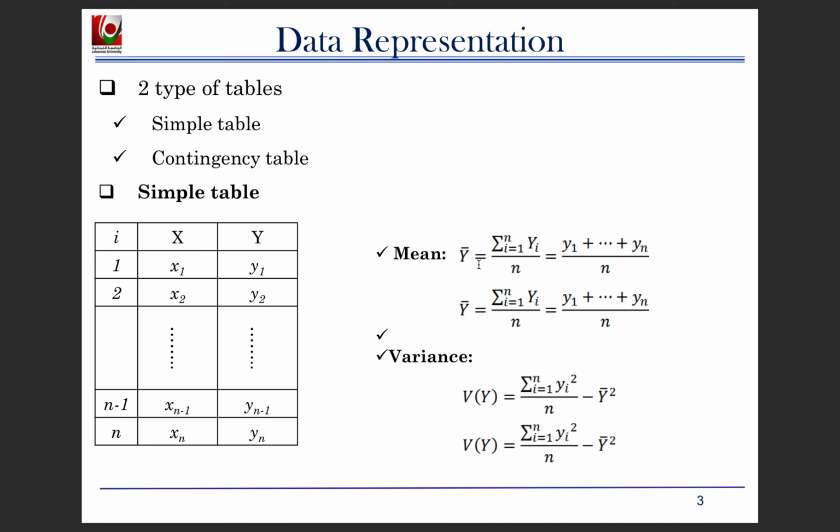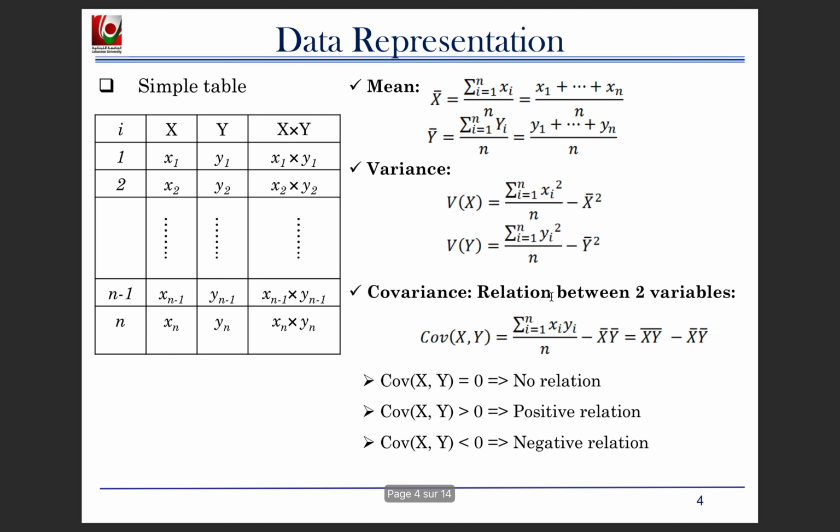We always start with the means, so we need x bar and y bar. This is x bar, this is y bar. x bar is the summation of xi over n, and y bar is the summation of yi over n. The same for the variance of x, which is the summation of xi square over n minus x bar square, and the variance of y, which is the summation of yi square over n minus y bar square. This is like chapter 2. Here I have the variance of x and the variance of y.